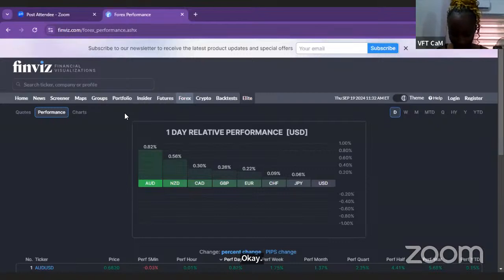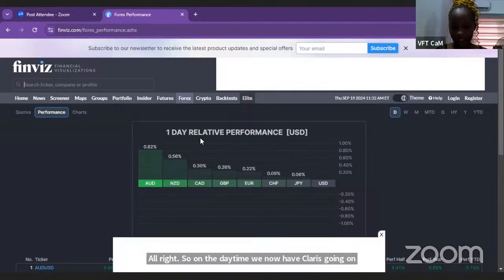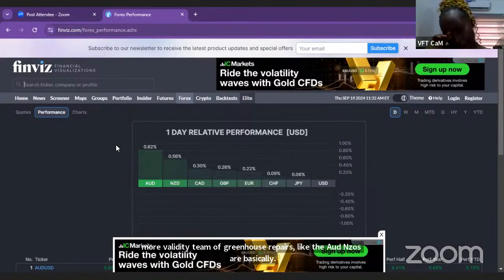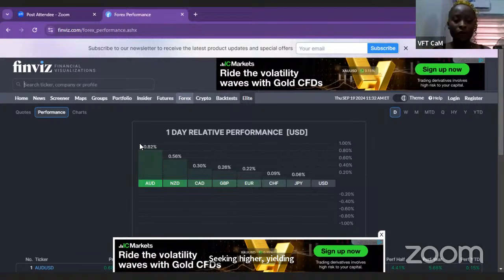All right, so on the daily time frame, we now have clear risk on flow going on. Safe haven assets like the USD and the JPY are currently being sold, and more volatility, more volume is going into pairs like the AUD and NZD, meaning investors are basically seeking higher yielding assets like stocks, commodities, and the likes of it. Okay, so now that we know this, let's go down to the chart, shall we?